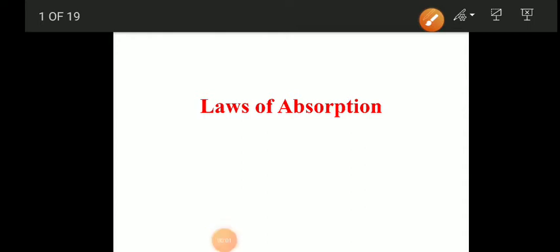Good afternoon, students. Today we are going to start with the next unit, that is bioinstrumentation. The first topic is spectroscopy or spectrophotometry. Before studying a spectrophotometer or how it works, we should know the laws on which the instrument operates. So let us study the laws of absorption.